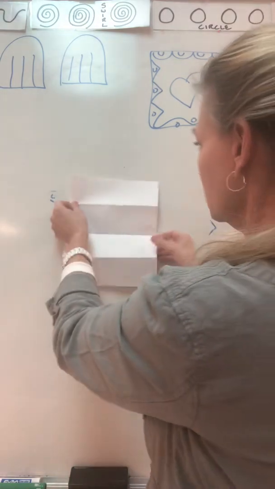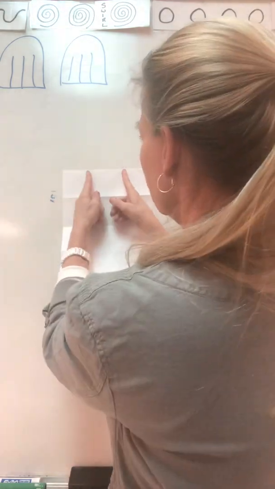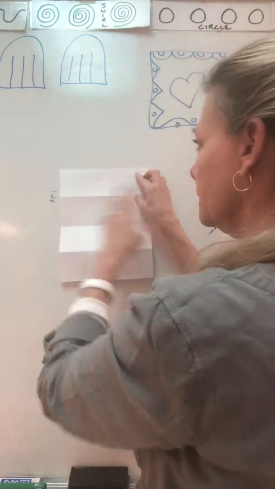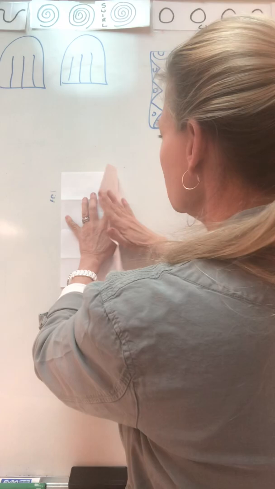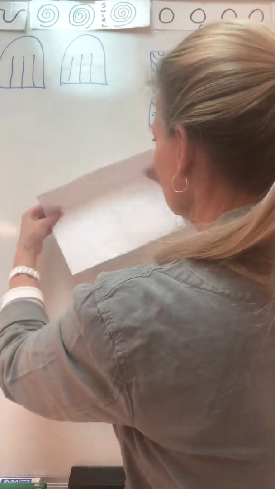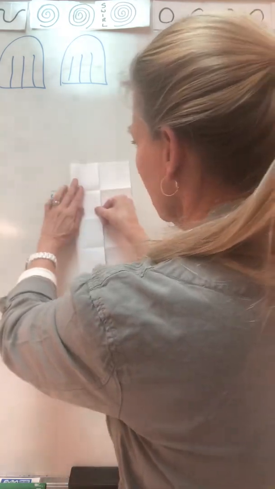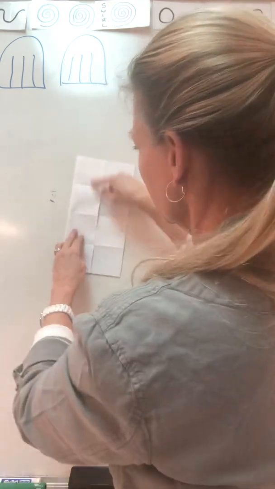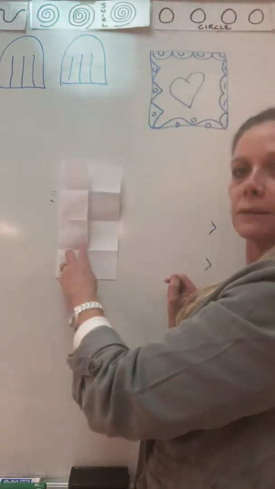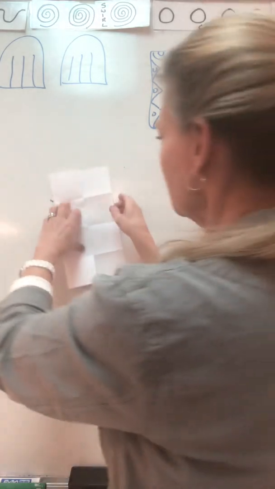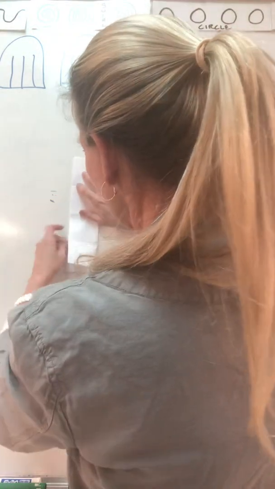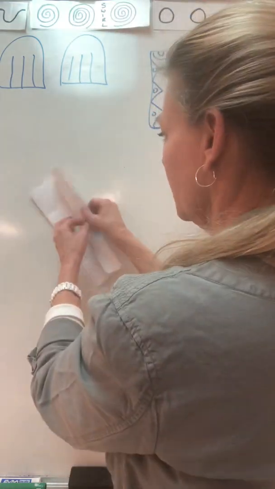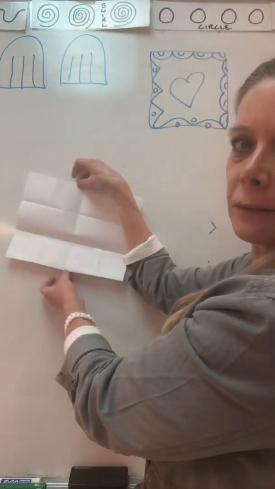This part's a little trickier. I only want two lines going this way, and then that'll make all my squares going the same direction. So I'm going to fold my paper over like this, and I'm just going to fold it in to where these squares are about the same size as those squares. Do you see that? And then I'm going to fold this one over the top of that. And now I have a paper that has all my squares the same size.